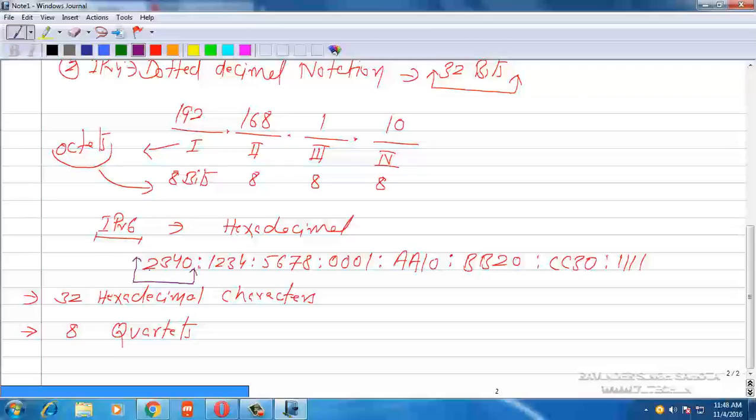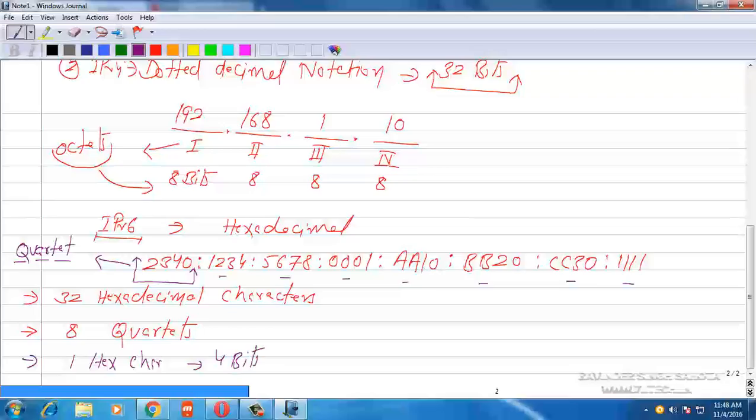So, like we are seeing here, 2340. There are 4 hexadecimal characters, and it is called a quartet. So there are in total 8 quartets like this. First quartet, second, third, fourth, fifth, sixth, seventh, and then eighth. And as you know, one hexadecimal character or number is equal to 4 bits.